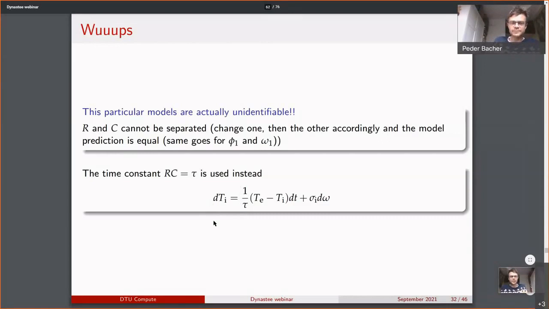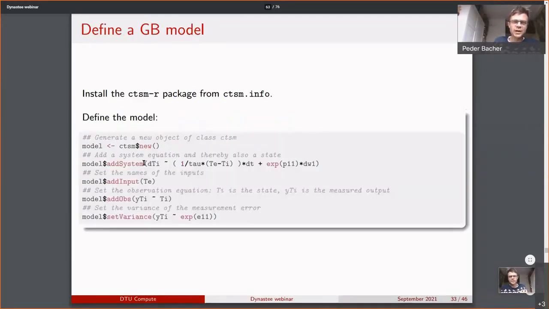Now we'll fit this model to data, and using the package, we will simply define a model, and write in directly the differential equations, the drift term and the diffusion term. We'll say which are the inputs, what the observation equation is, and a parameter describing the variance. It's really nice to write in these models using this package, because we just directly write the differential equations and how the model is set up.